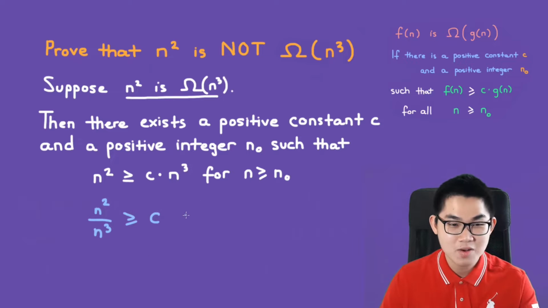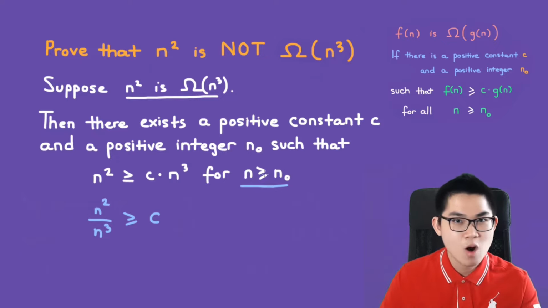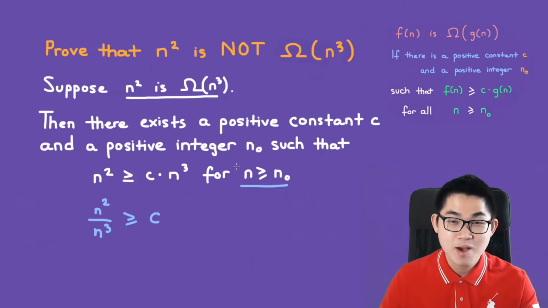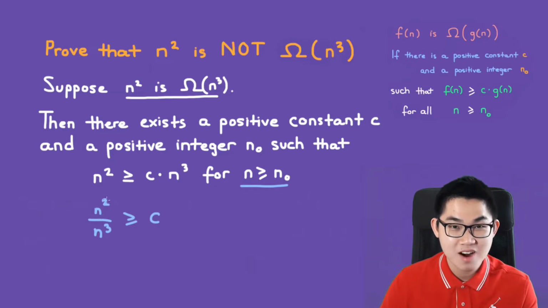Now, one thing to note is when we divide both sides by n to the power of 3, the sign stays the same. We don't flip the sign because n is positive, right? We're basically saying n is greater than or equal to n naught, and because n naught is a positive integer, then n will always be positive. But that's why when you divide by a positive variable, the sign stays the same. Also, n to the power of 2 divided by n to the power of 3 is the same as 1 over n.